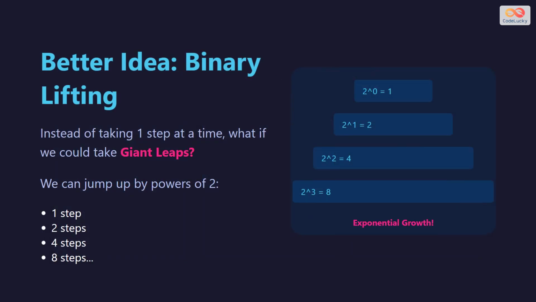To optimize this, we can use a technique called binary lifting. Instead of moving up 1 step at a time, imagine if we could make giant leaps. Specifically, we can jump up by powers of 2: 1 step, 2 steps, 4 steps, 8 steps, and so on. This allows us to cover large distances very quickly.